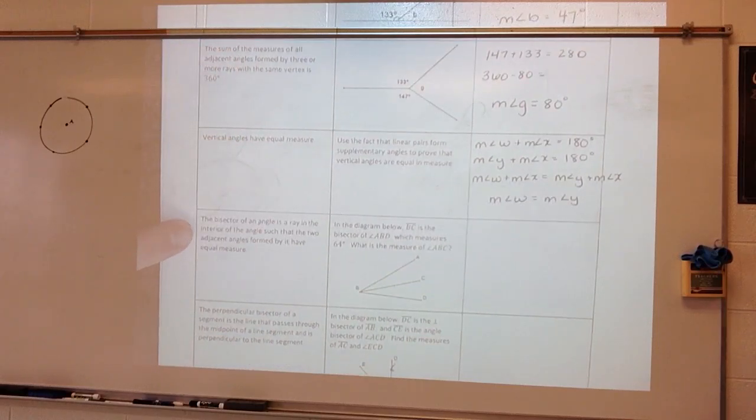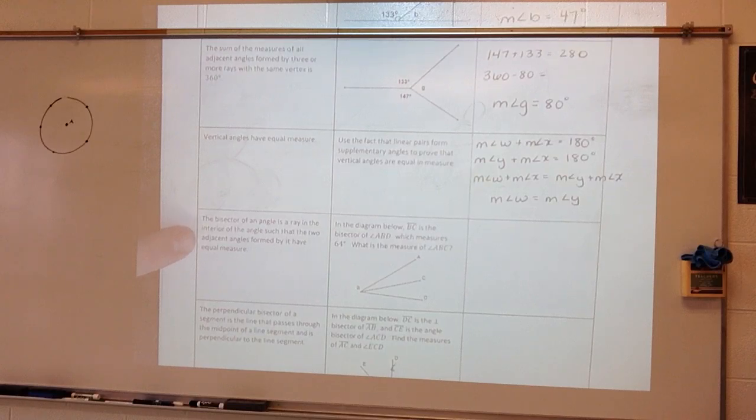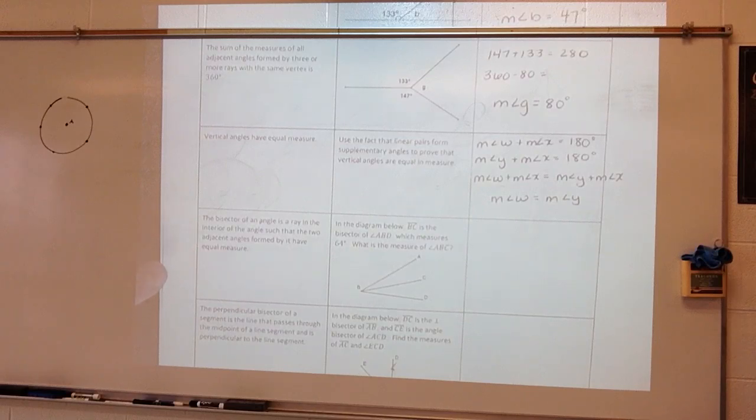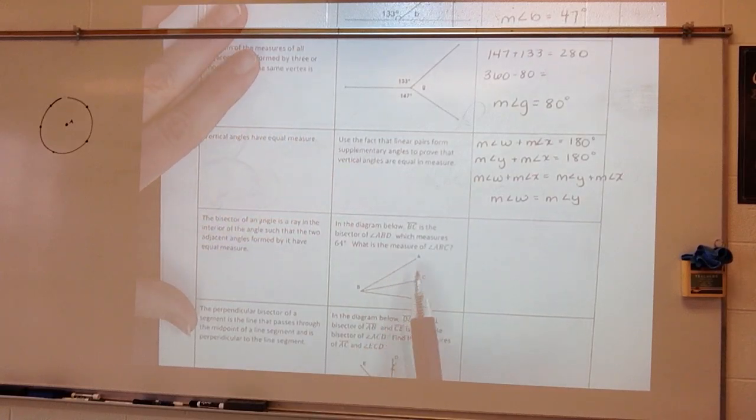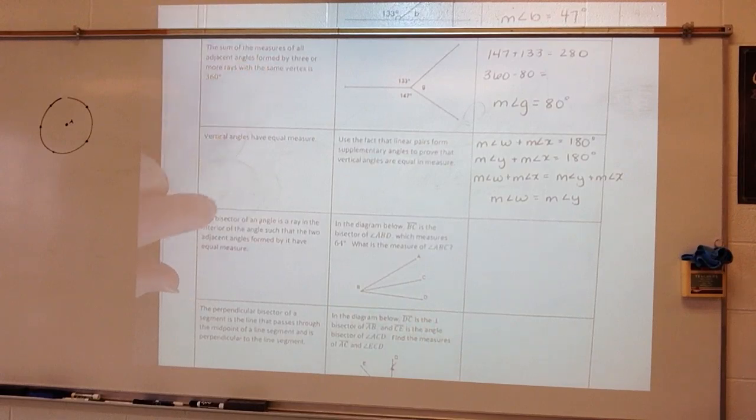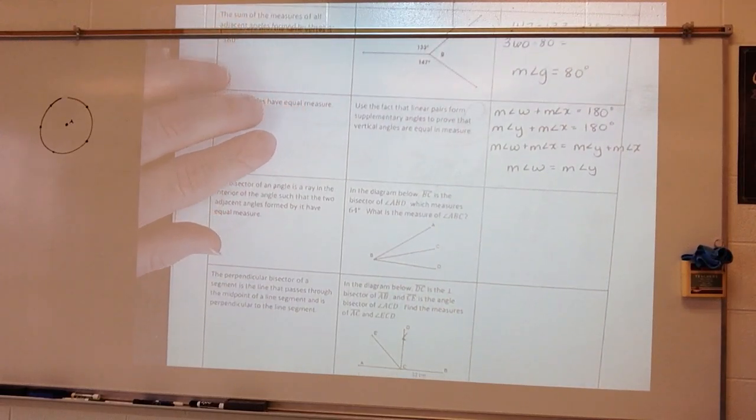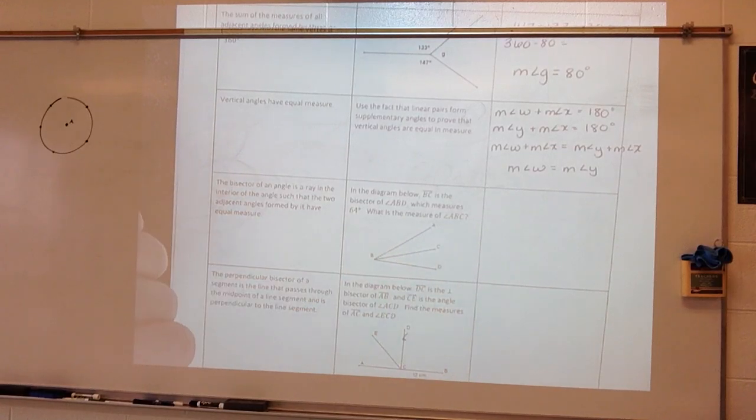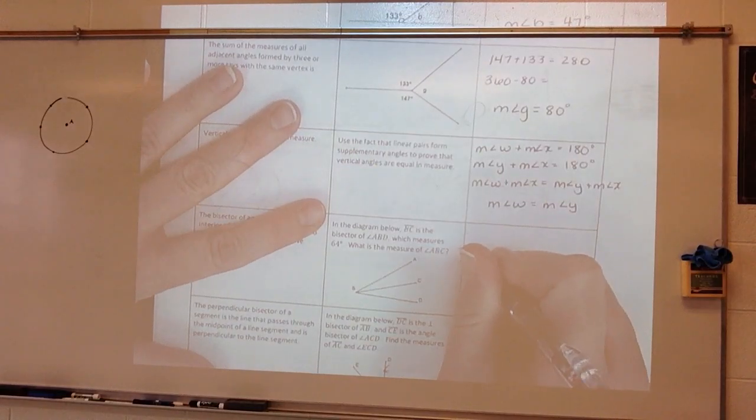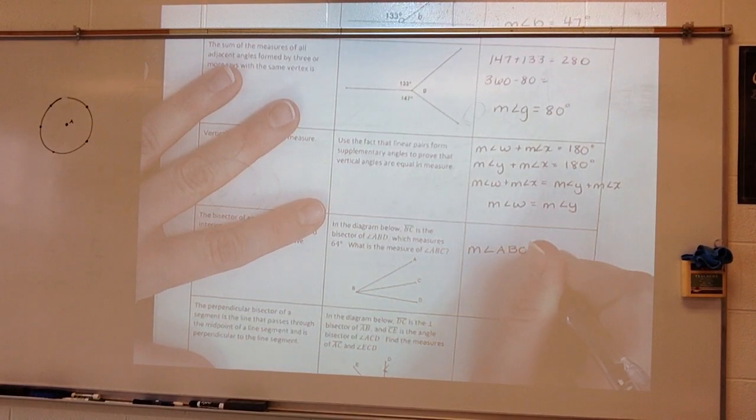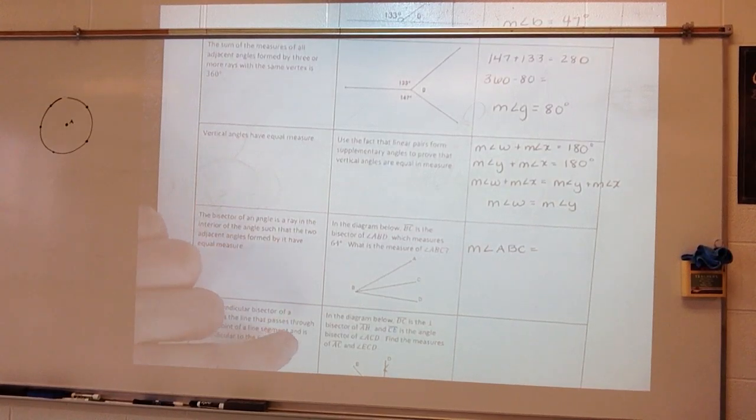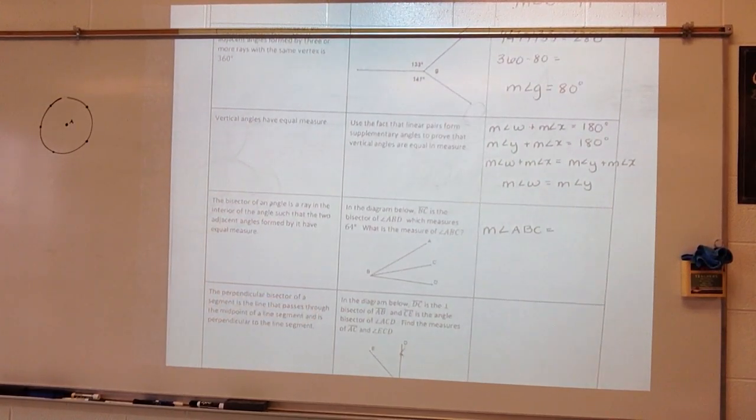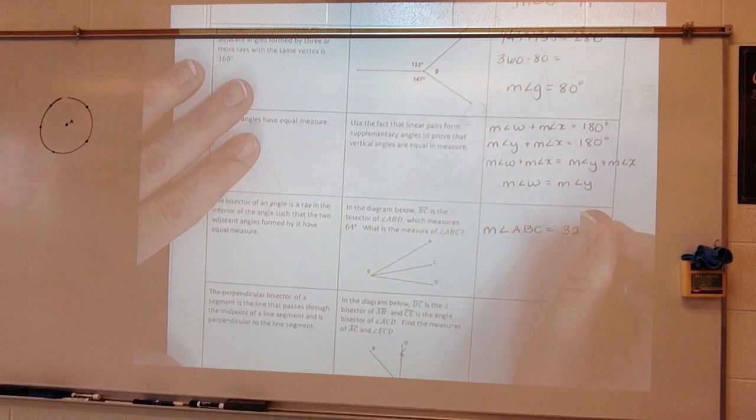The bisector of an angle is a ray in the interior of the angle such that the two adjacent angles formed by it have equal measures. It says in the diagram below, segment BC is the bisector of angle ABD. What does it mean to bisect? It means to divide into two equal parts. It's telling me this whole entire angle is 64 degrees. So what is the measure of angle ABC? Well, all I have to do is divide 64 by 2, and that would be 32 degrees.